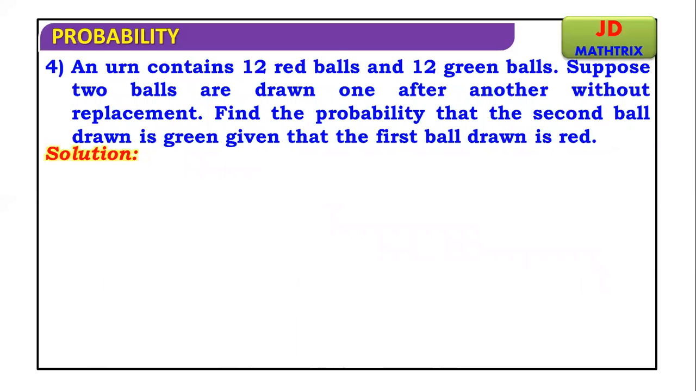An urn contains, urn means we already discussed last time, urn is nothing but one type of container. An urn contains 12 red balls and 12 green balls. Suppose 2 balls are drawn one after another without replacement. Find the probability that the second ball drawn is green given that the first ball drawn is red.